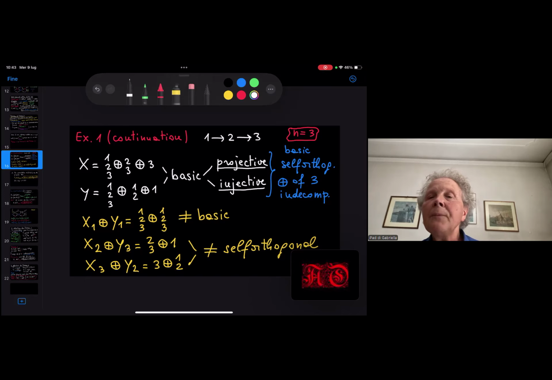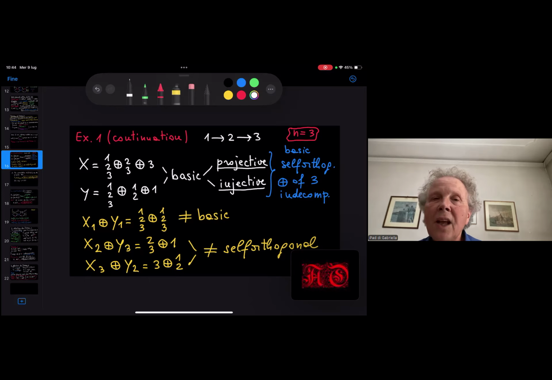On the other hand, if we consider the following direct sum, we obtain some modules which are neither basic nor self-orthogonal. For instance, the direct sum of x1 and y1 is projective-injective, hence self-orthogonal, but not basic.